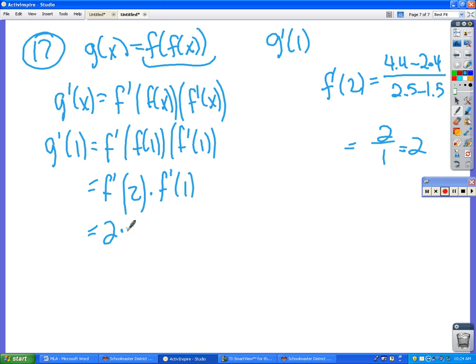Then same thing for f prime of 1. I'm going to look at the y values on either side of 1. I want to look at the y values because it's y2 minus y1 over x2 minus x1. So I'm going to use 2.4 and 1.8, over 2 minus 1.5. Then that's going to be 0.6.